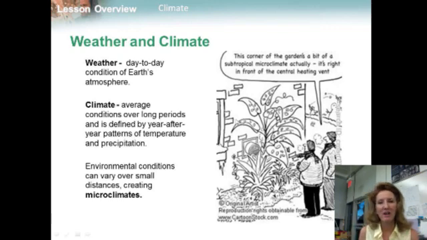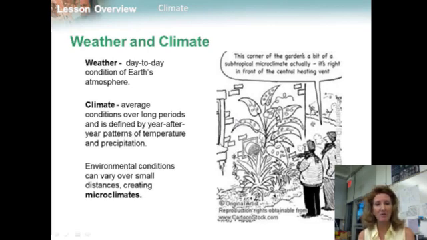This is easy. Weather is the day-to-day conditions of the Earth's atmosphere, and climate refers to the average conditions over long periods of time and is defined by the year-to-year patterns of temperature and precipitation. Climate is rarely uniform even within a region. Environmental conditions can vary over small distances, which create microclimates.